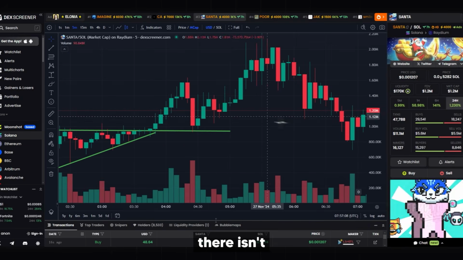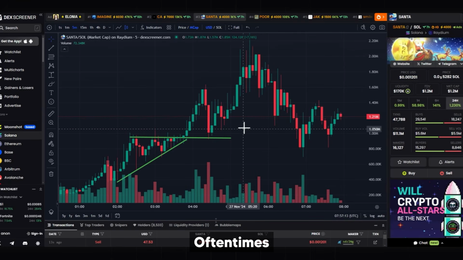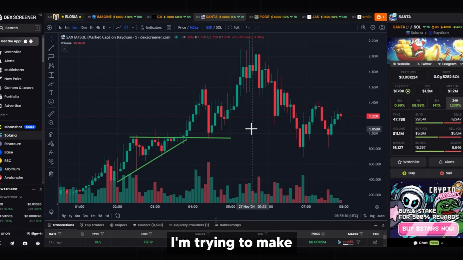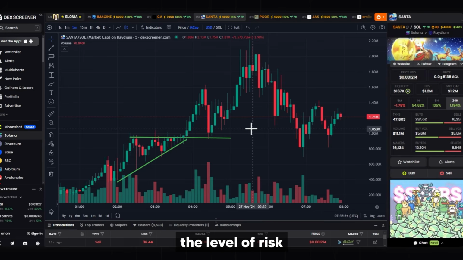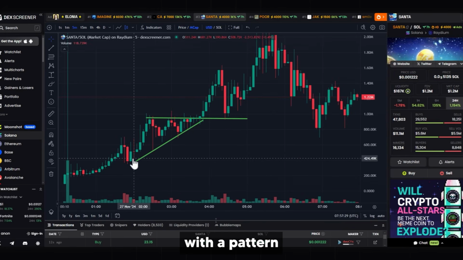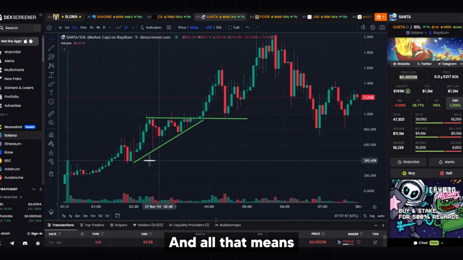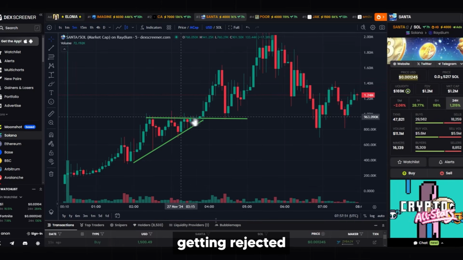Now, sometimes there aren't these kinds of charts. Sometimes it does get really messy, and that's okay. Oftentimes, I simply won't invest in coins if they don't have a clear chart structure. But the point I'm trying to make is that whilst meme coins are extremely risky, you can reduce the level of risk by understanding exactly where these patterns are. You can see right here a pattern like this ascending wedge. If we look at this ascending triangle, it's the exact same pattern we see here, which has a bullish bias and rising lower trendline support. All that means is that price is getting supported by this line that's going up, and of course, you can see it's getting rejected by this line that's holding.